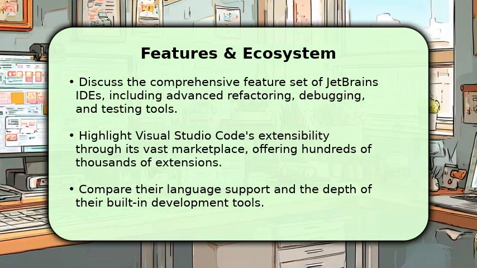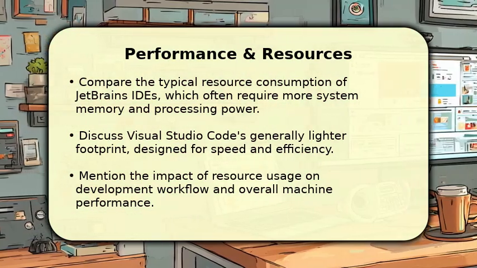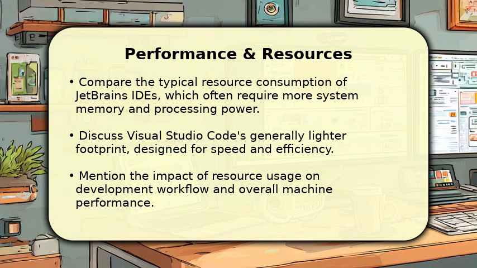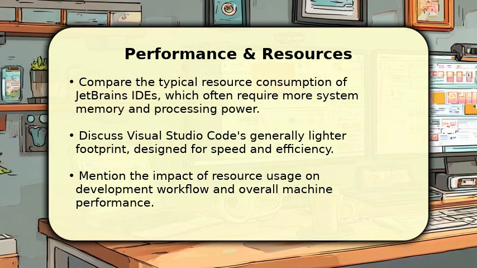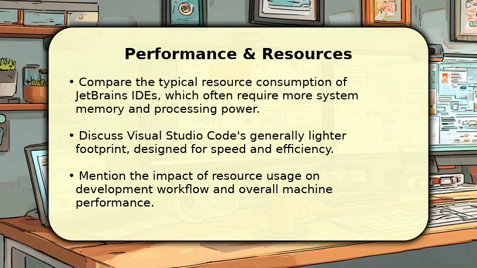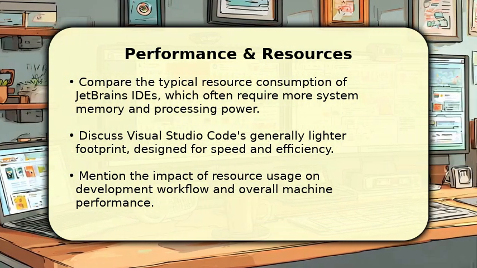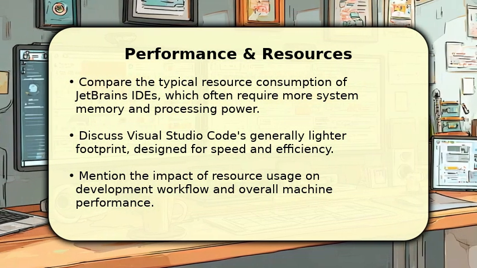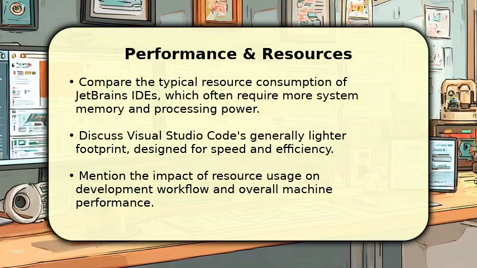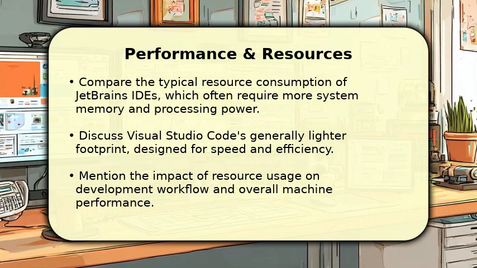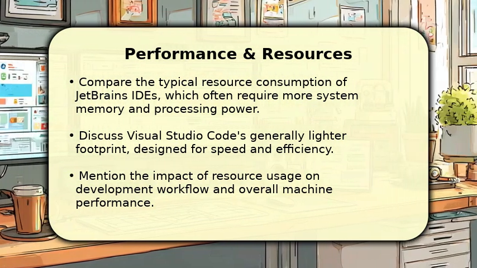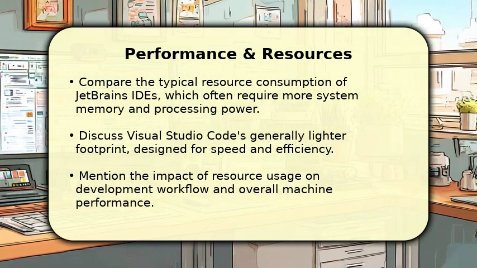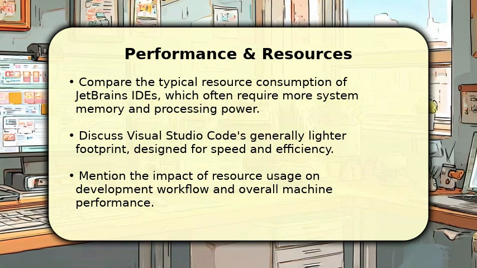and developer preferences. When it comes to performance, JetBrains IDEs, with their extensive feature sets, typically require more system resources, often utilizing several gigabytes of RAM. Visual Studio Code is generally much lighter, designed for speed and efficiency, often consuming only a few hundred megabytes. This difference can significantly impact your machine's responsiveness, especially on less powerful hardware, influencing your overall development experience and productivity.